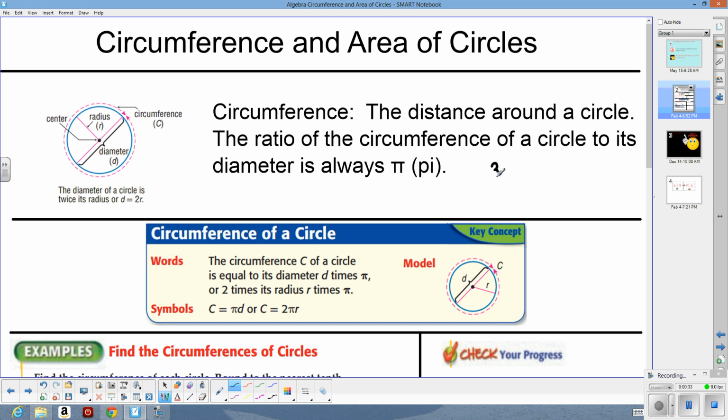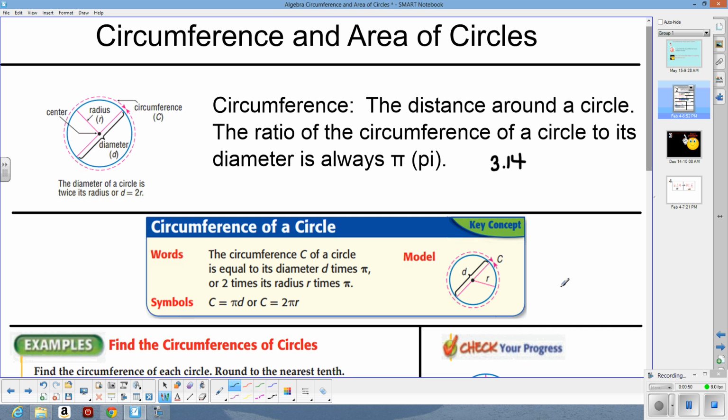Pi is an irrational number that goes on and on forever without repeating. Oftentimes, you are told to use 3.14 as an approximation for pi, but it's really 3.14159 and even more if I had time. The formula for finding the circumference of a circle is pi times diameter, or if you'd prefer, 2 pi r. R, remember, is the radius. It goes from the center of the circle to any point on the outside of the circle. And the diameter is all the way across the circle going through the center.